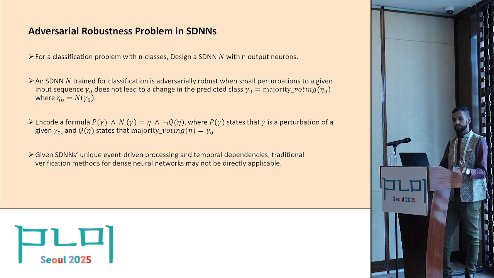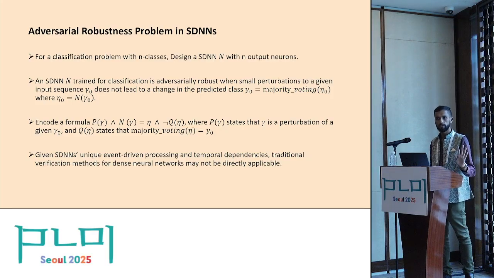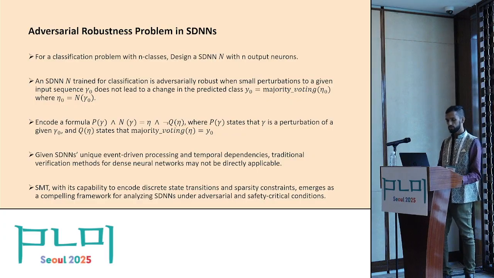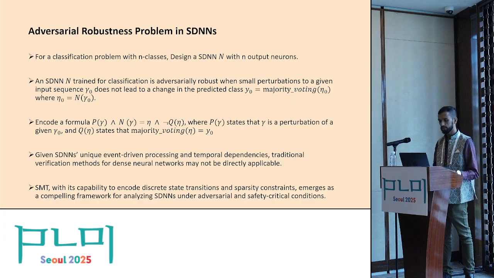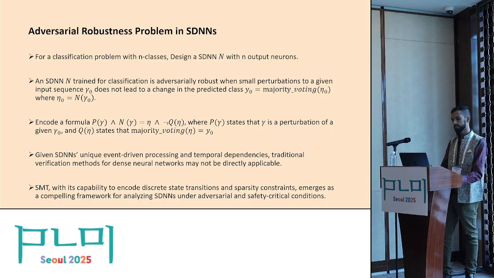Given the SDNN's unique event-driven processing and temporal dependencies, traditional verification methods for dense neural networks may not be directly applicable in this case. Then we have SMT, with its capability to encode discrete state transitions and sparsity constraints, it emerges as a compelling framework for analyzing these SDNNs under adversarial and safety critical conditions.